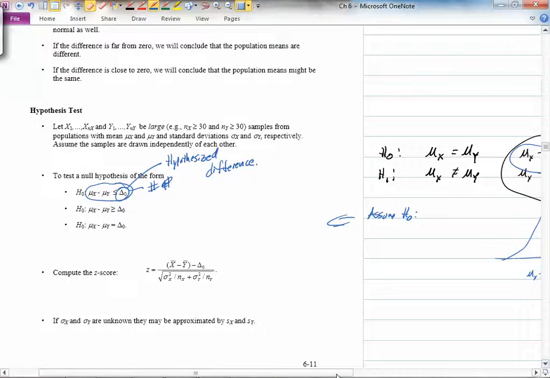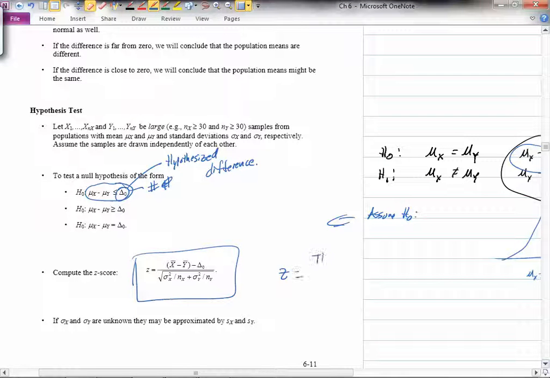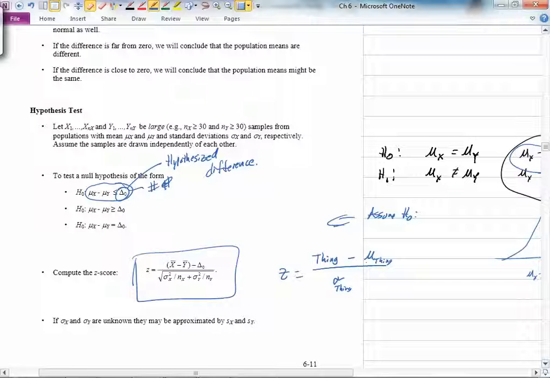OK. Is everyone OK with that? So that's where now we've got large samples. So we compute a z-score, which again, z is something minus the mu of that thing divided by the noise of that thing. And the thing we're talking about is a difference between two means. This is the same equation that we used for confidence intervals, just rearranged.